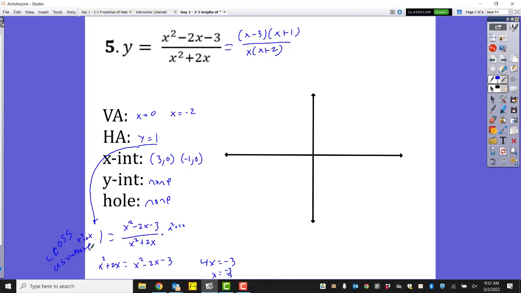So let's start by labeling. We have x equals 0, we have an asymptote. X equals -2, we have an asymptote. Horizontal asymptote of y equals 1. At x equals -3/4, it's going to cross that horizontal asymptote. So we're going to put a little point there at x equals -3/4 that says it's going to cross there. All right? We have x-intercepts at 3, 0. And if we look, that's a first degree, so it's just going to cross. And -1, 0, same thing, first degree, that's going to cross. These are both odd.